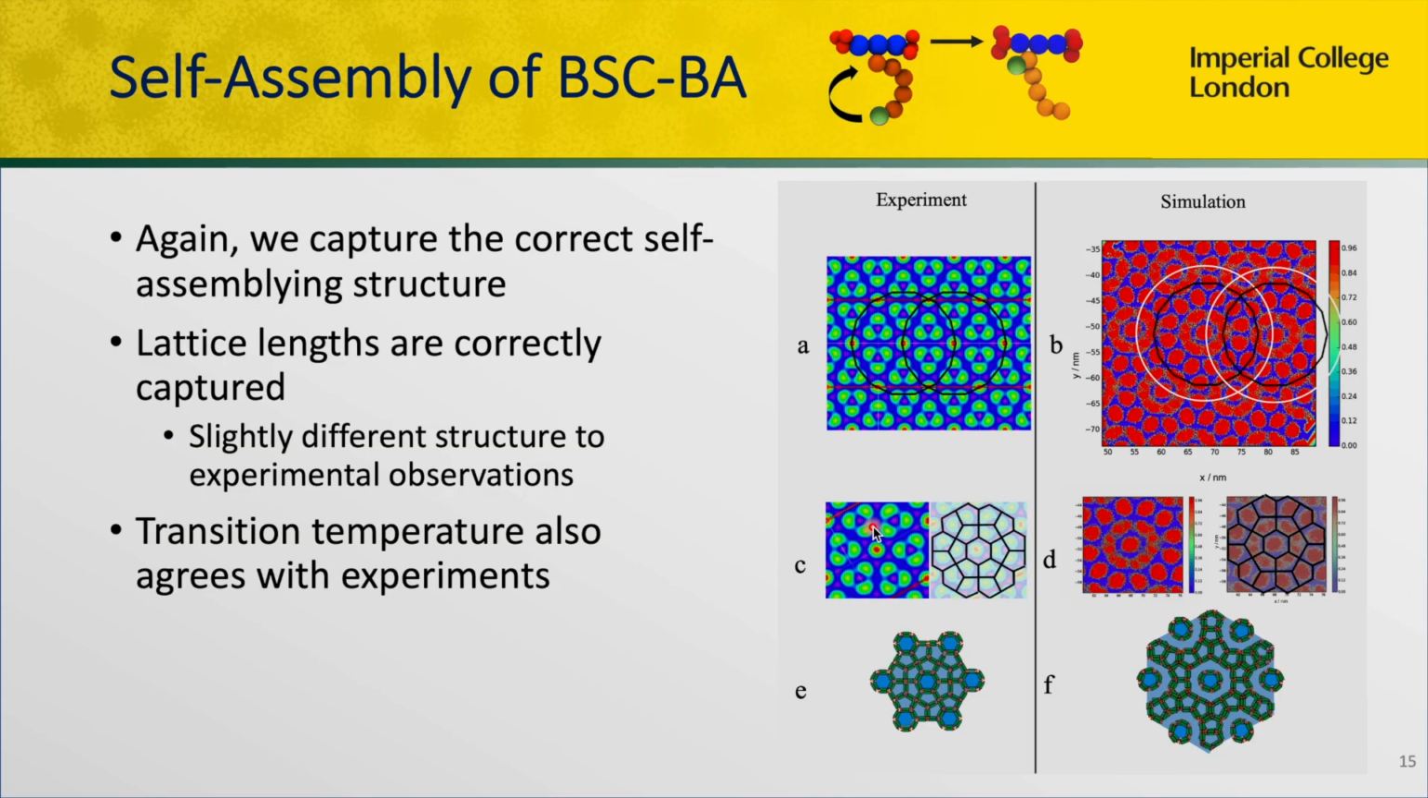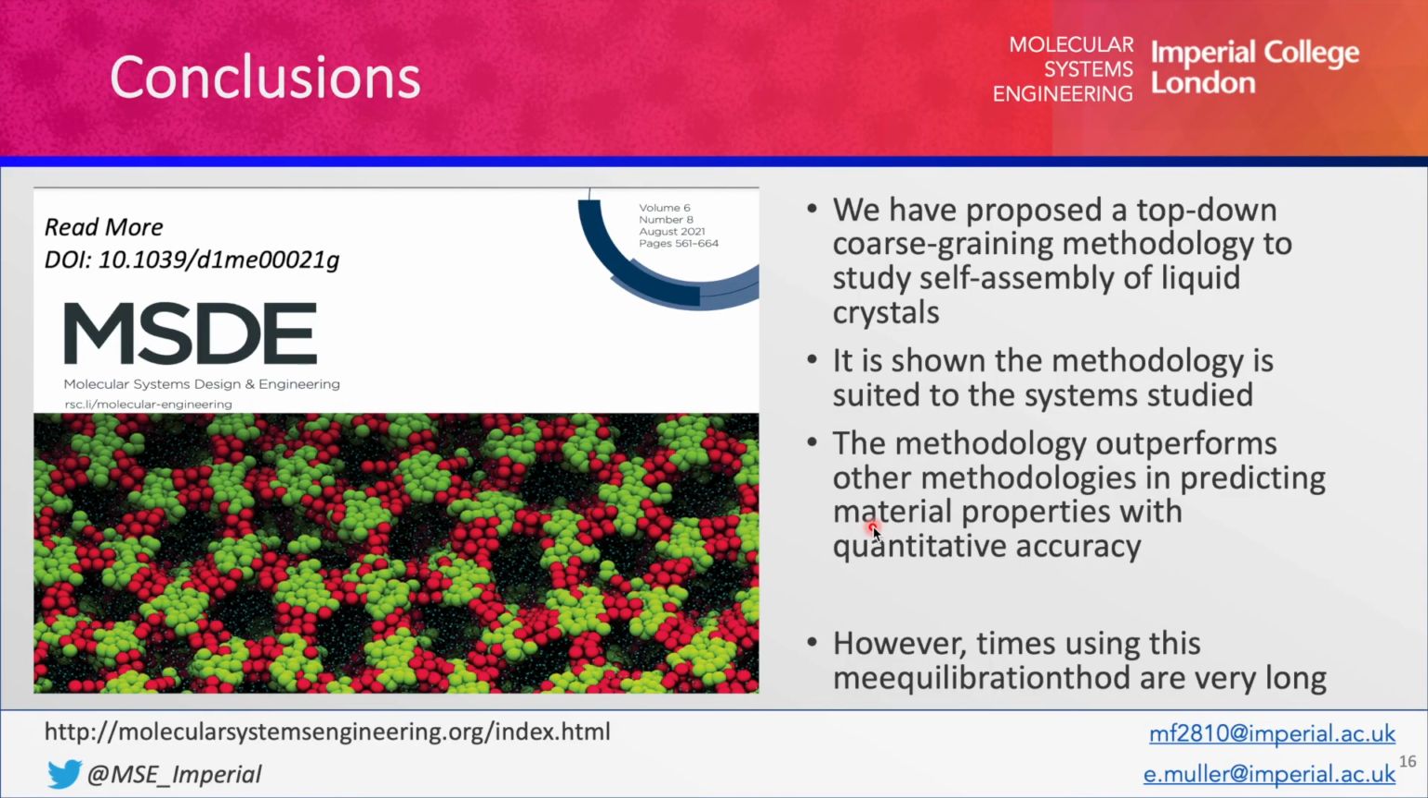So we again capture the correct self-assembling structure, lattice lengths are correctly captured, there are only ever so slightly different structures to the experimental ones, and transition temperatures are also in quantitative agreement with experiments. So what we propose is a top-down coarse graining methodology to study self-assembly of liquid crystals. It is shown that the methodology is suited to the system studied, and the methodology outperforms other available ones in predicting material properties with quantitative accuracy. However, the simulation times can be quite long, and this would be part of the future for us to be able to refine the models developed.